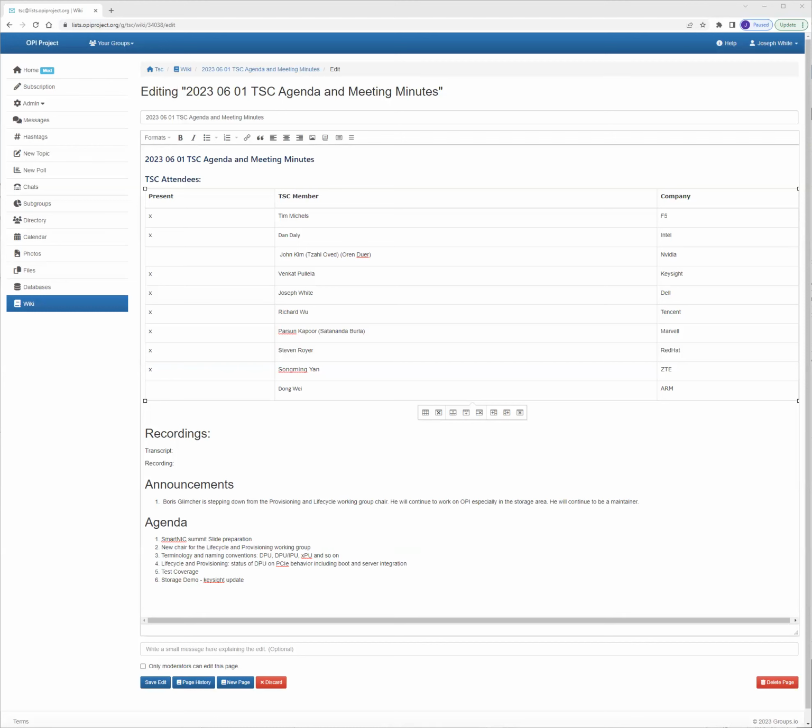And it doesn't have to be somebody from the TSC, obviously. And you don't have to be a full voting member even. The only real requirement is that you're interested in organizing and driving the lifecycle and provisioning for OPI, DPU, IPUs forward.